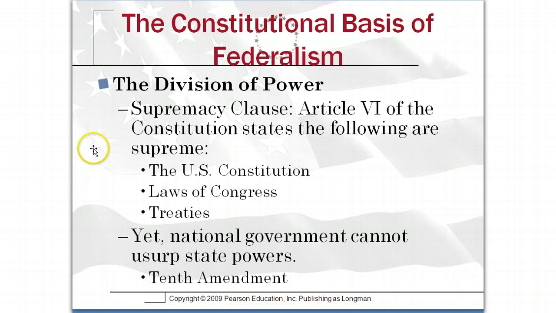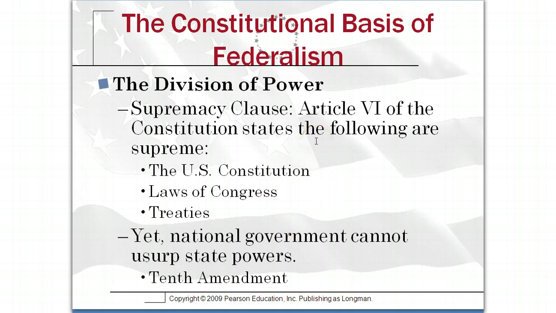Here's the important parts of the Constitution that set up federalism. The Supremacy Clause, which is Article 6 of the Constitution, states that the following are supreme. The U.S. Constitution, laws of Congress, and treaties are supreme laws of our land. They come above the state.